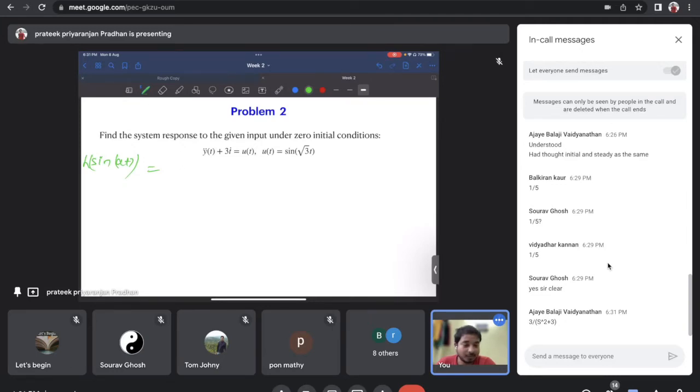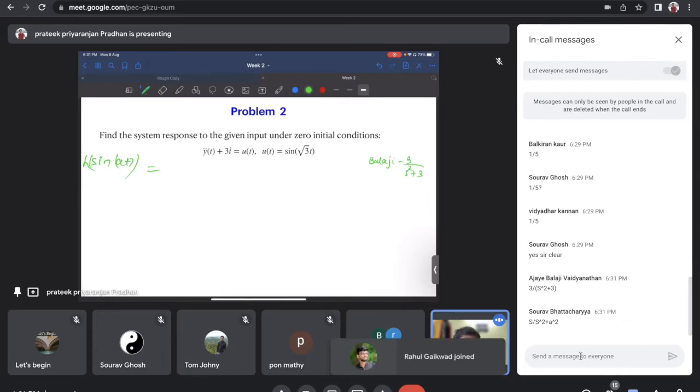Okay, Balaji says 3 by s square plus 3. Okay, he has taken the example. Anybody else? You can write from a t or root 3t, anything. I'll wait for a couple more seconds.